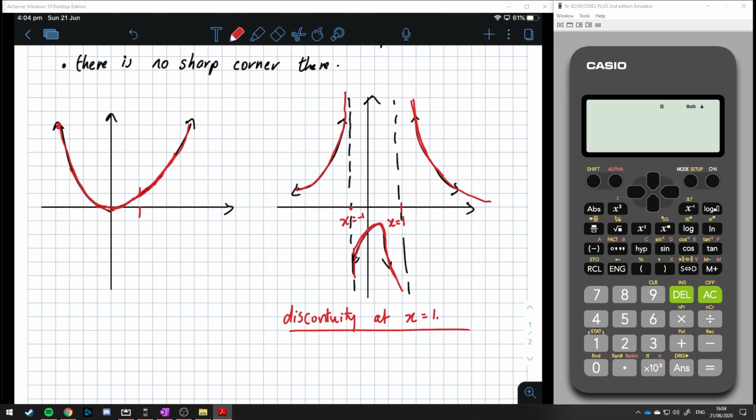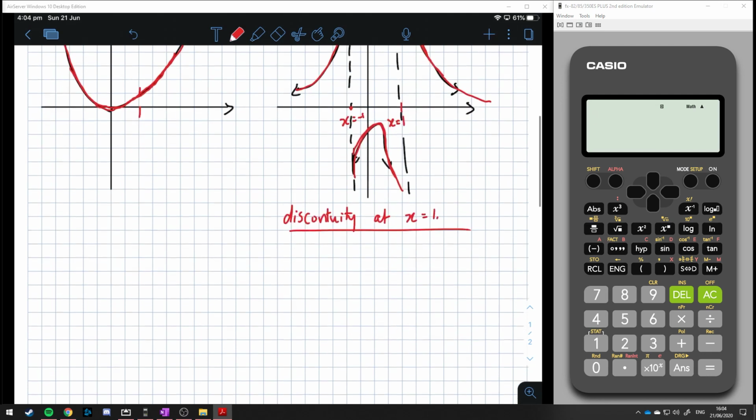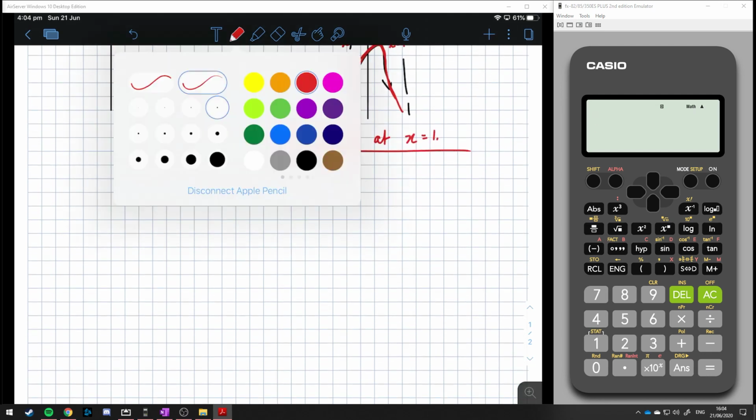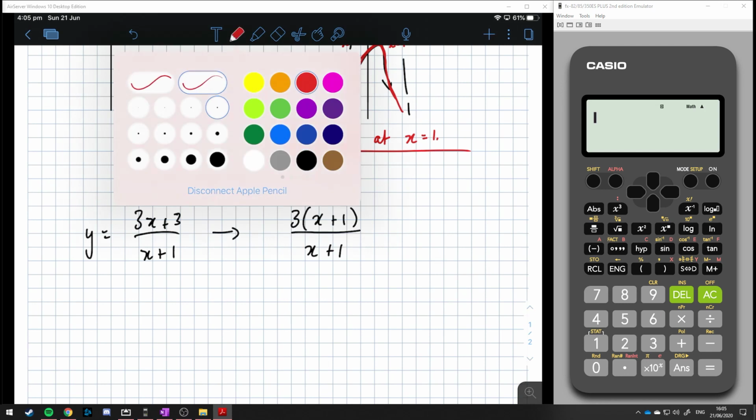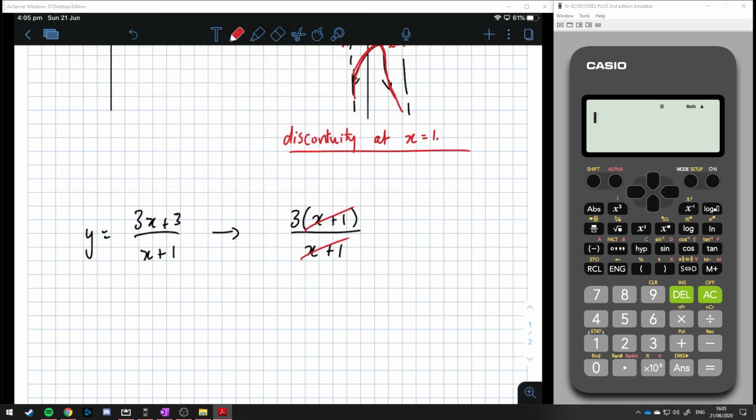Now, what I mean by an obvious problem is, let's say we had the function y is equal to, or f of x is equal to 3x plus 3 over x plus 1. If we look at this function, we could say to ourselves, well, we can simplify this a bit. This simplifies to 3 lots of x plus 1 over x plus 1, in which case both the top and the bottom cancel out.